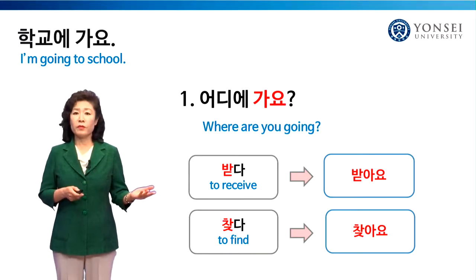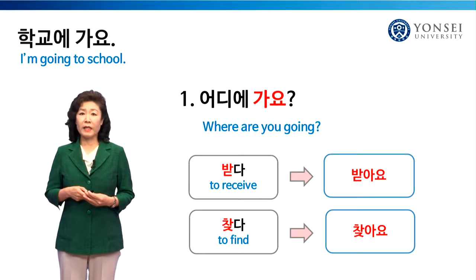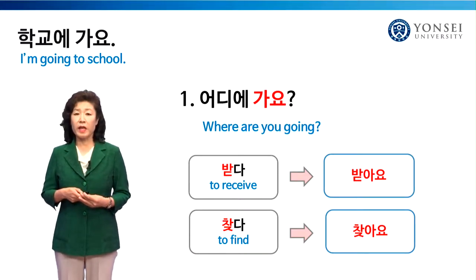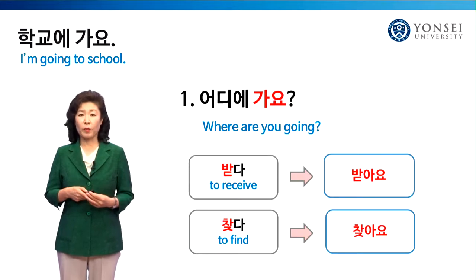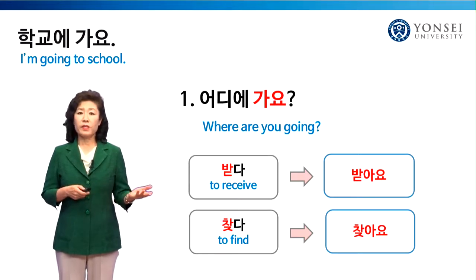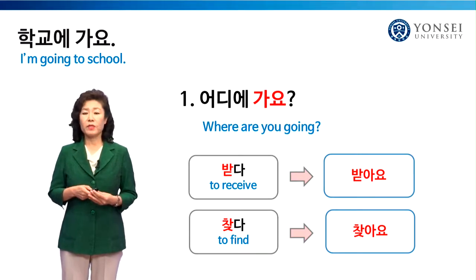What about the verbs with final consonants? In 받 of 받다, there is an a sound. 아요 follows a, so it becomes 받아요. As there is a final consonant 디귿 in 받, we cannot shorten it and we use 받아요. 찾다, like 받다, becomes 찾아요.